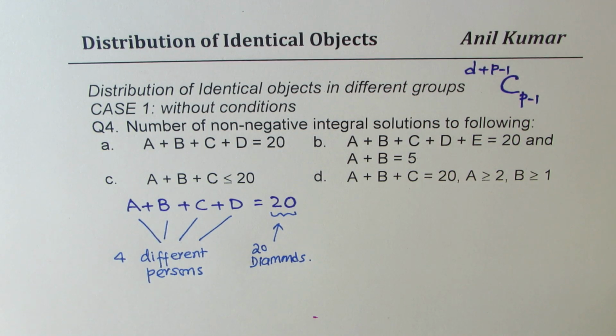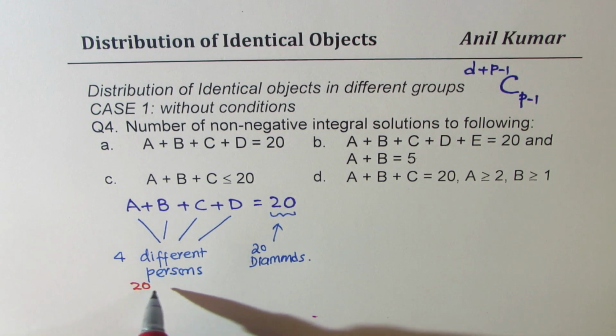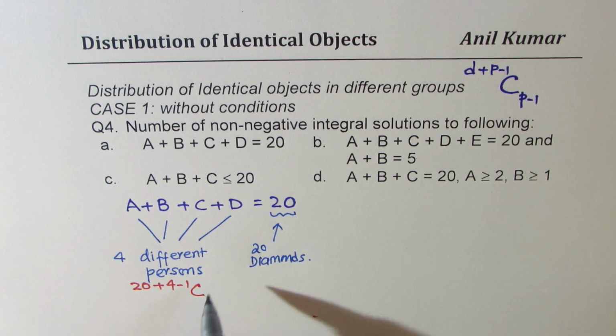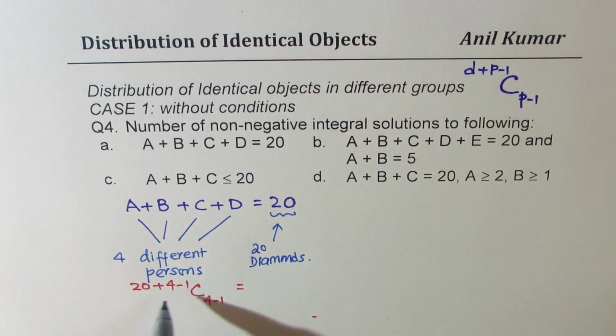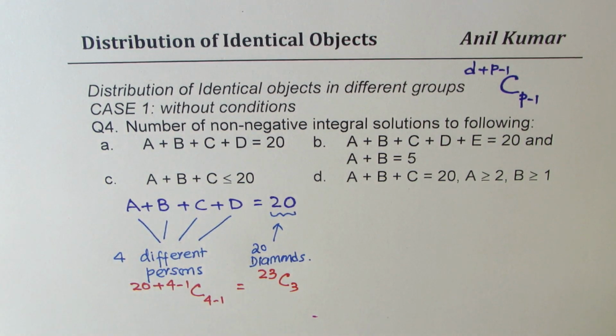So the formula becomes: 20 is the number of diamonds, so we get 20 plus the number of persons, 4, minus 1, C the number of separators, which is 4 minus 1. So the solution will be 23C3. Does it make sense to you? That is the trick, and immediately you get the solution. I hope the formula has been registered in your mind.